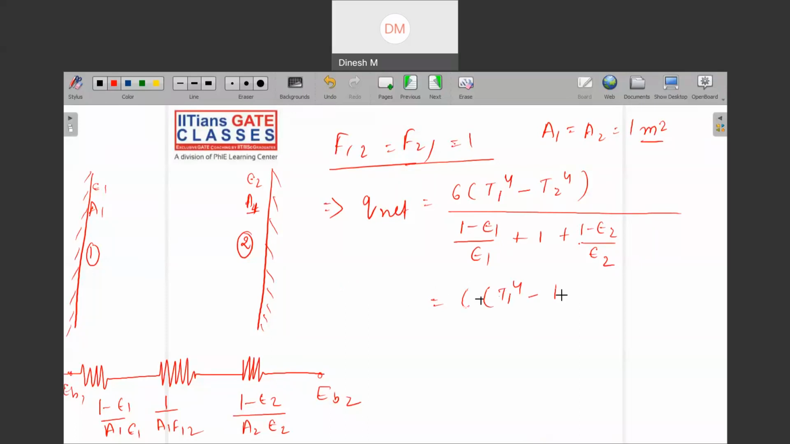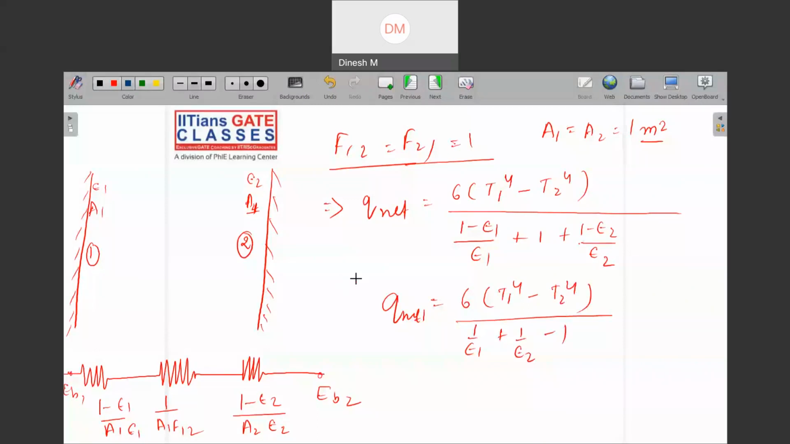So can you see that if you are able to apply the equivalent thermal circuit, then you can always solve the problem within seconds. So now I know the thermal exchange between these two plates. Otherwise, you would have to calculate all of them individually, which is never a good approach.